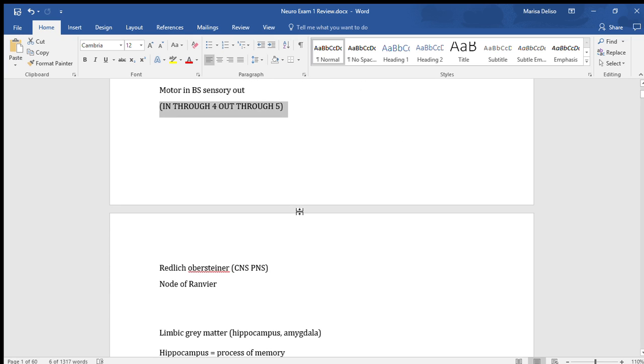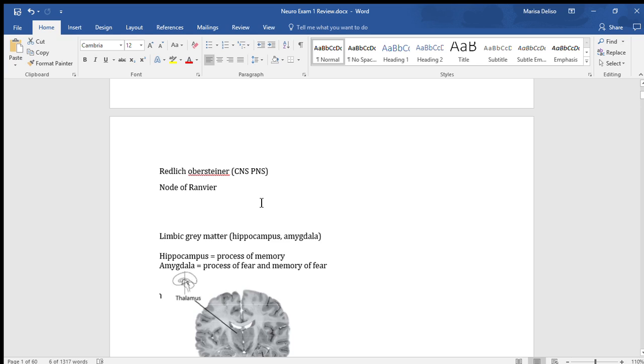The mnemonic that someone showed me is, when you go inside an office building, you go in through the lowest level, but then all the higher ups are higher above you, so motor comes out through 5, sensory comes in through 4. I don't know. They just told me.